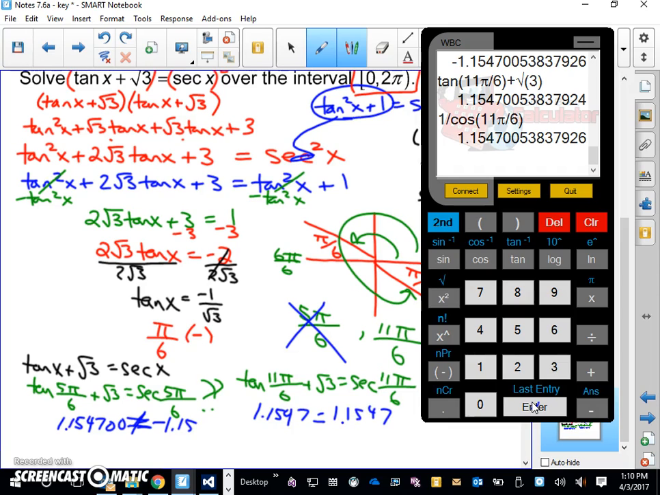So you know what that means? That means that 11 pi over 6 is actually a solution. There's only one solution, and that's 11 pi over 6, not 5 pi over 6.